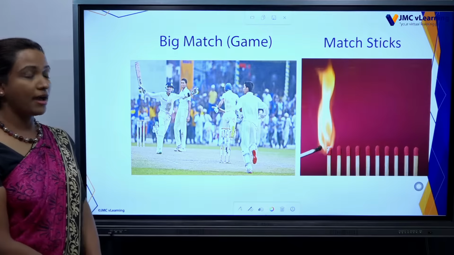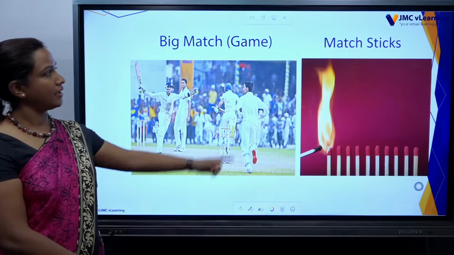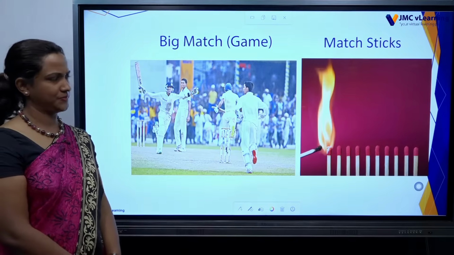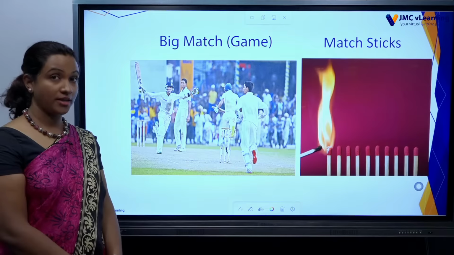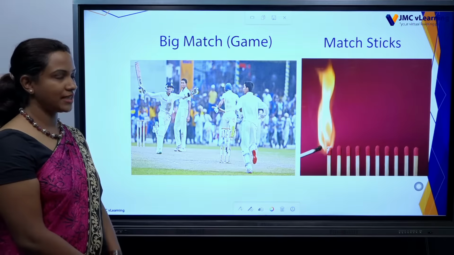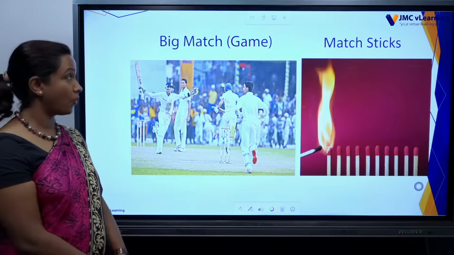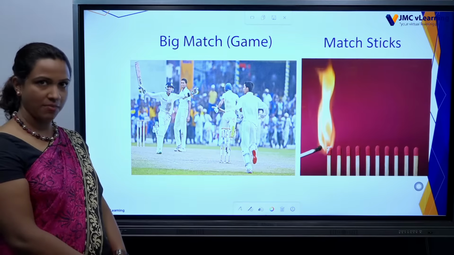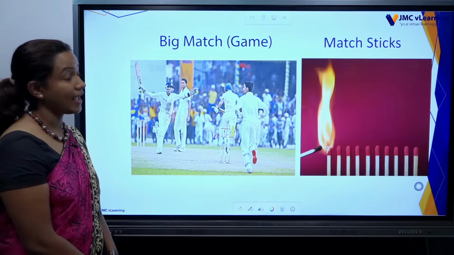Big match. Now I have 2 pictures over here: the big match as the game, and some matchsticks. In this poem, the poetess is trying to say that this big match has 2 meanings. One is the big match, the game between 2 people, and the other is the matchstick.